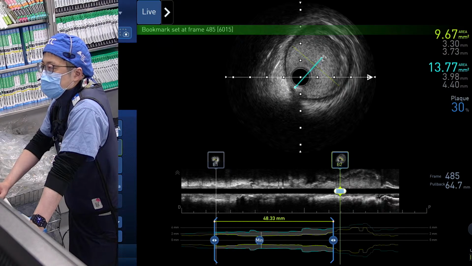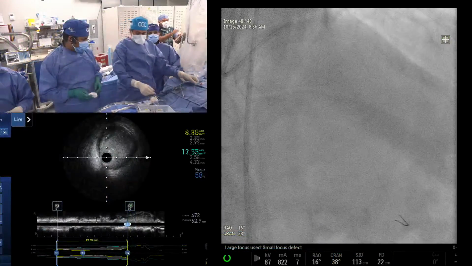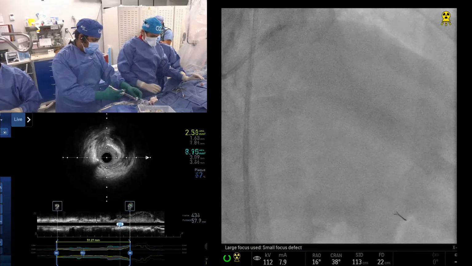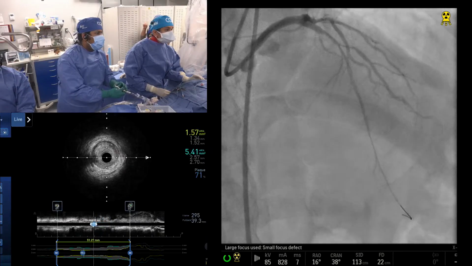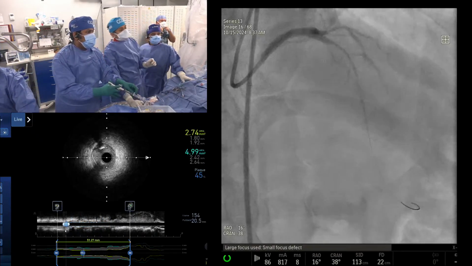Okay, this is 2.5, 48. Now proximal healthy landing zone, take a picture, 3.5 lumen, so we can decide where to stop. Very significant tapering of the vessel. Yes, exactly. Beautiful, lovely vessel. No intimal disruption.